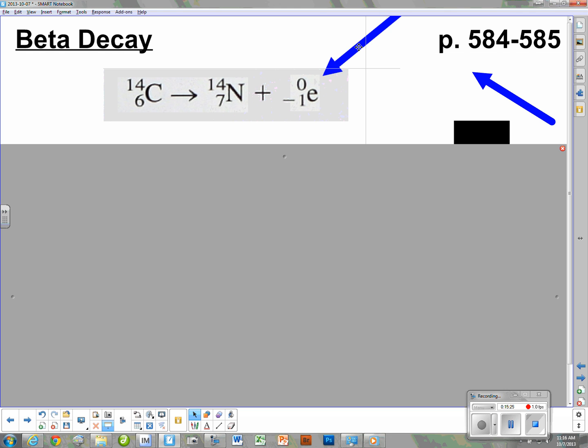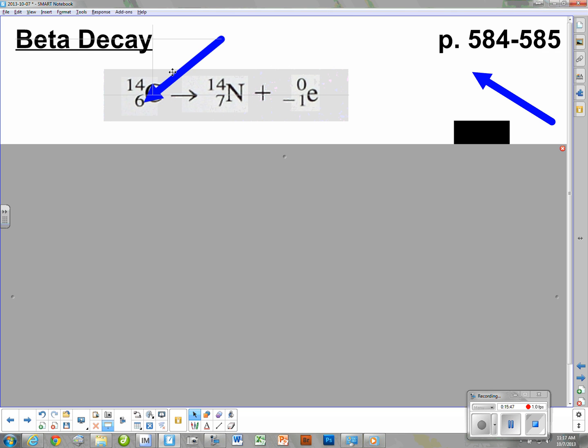The second take on it is, now, how do we balance this guy? Watch and learn. 14, the number on the top, has to be equal on both sides of the arrow. 14 equals 14 plus 0.